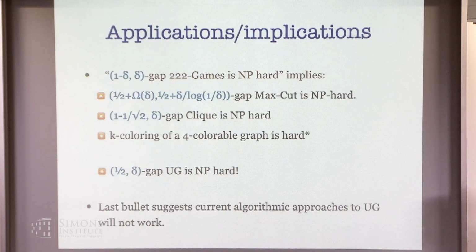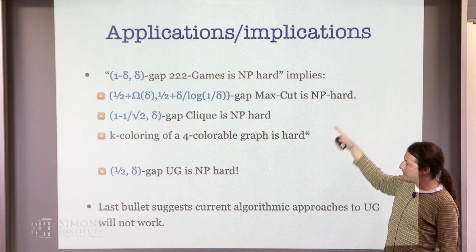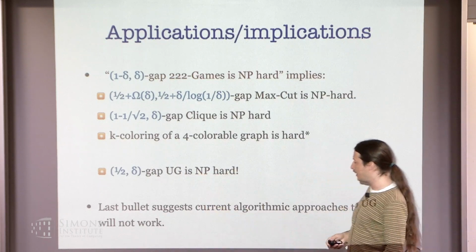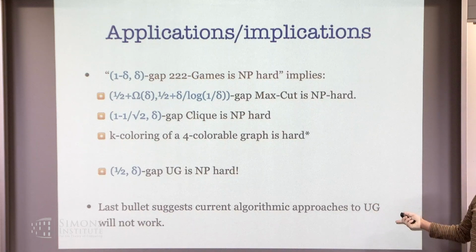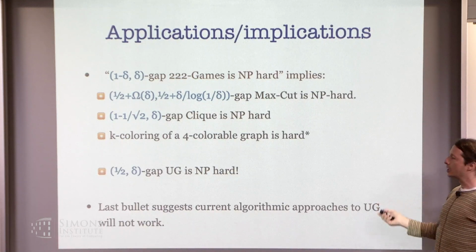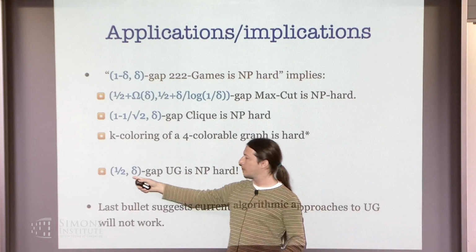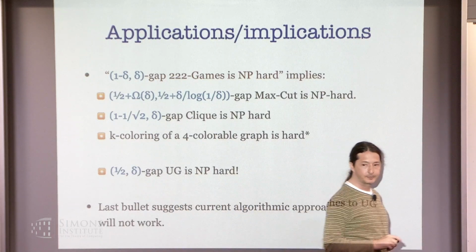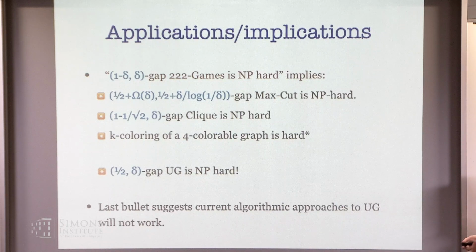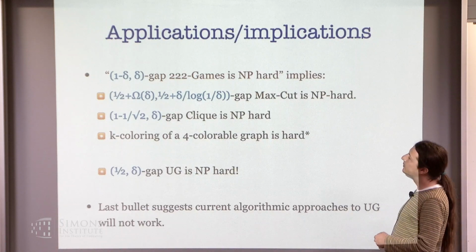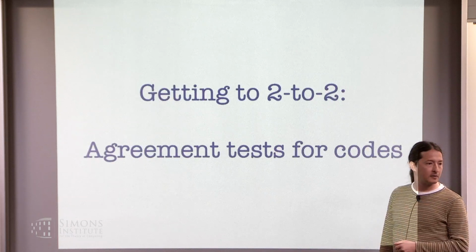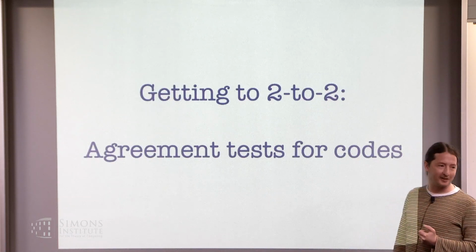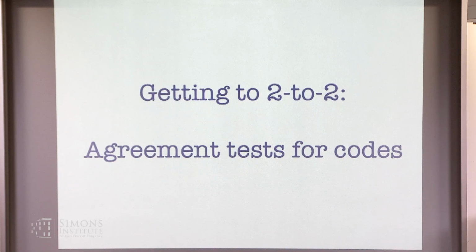Right, and the fact that the 2-to-2 games implies this actually kills a lot of the algorithmic approaches to unique games, because these approaches do not distinguish between completeness half and completeness one. So at least it's a strong indication that the attacks on the unique games conjecture, the current attacks, will not work. Unless they can also solve SAT. Unless P equals NP, yes, right, that's always an option. Okay.